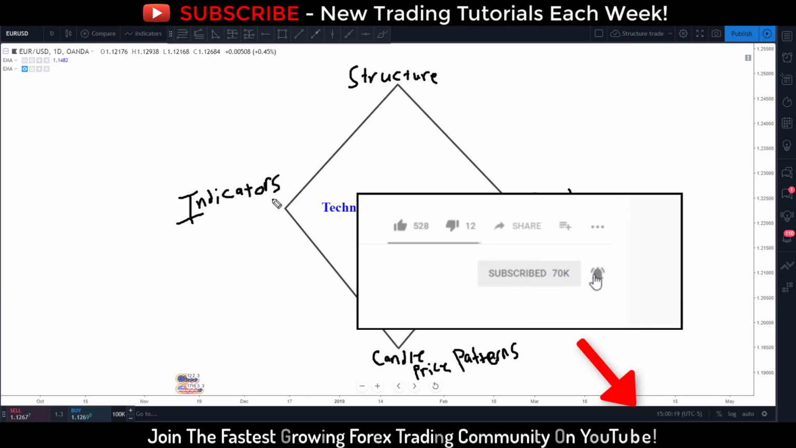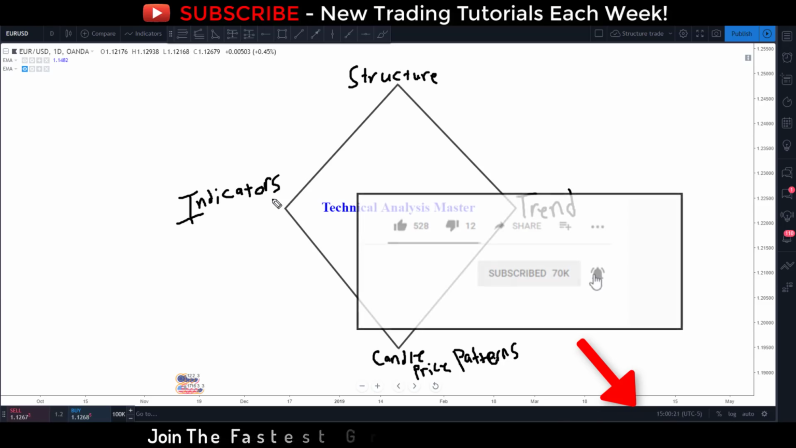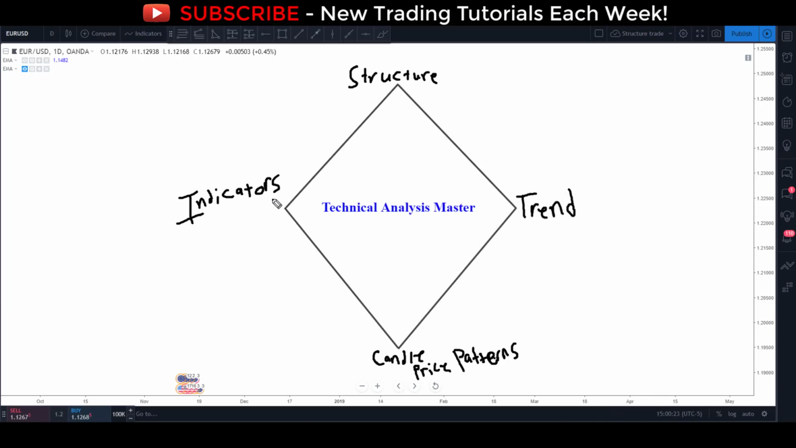When we get back, we're going to talk more on each of these four. We're going to do some technical analysis on 5 major currency pairs, and we're going to help you become a technical analysis master.